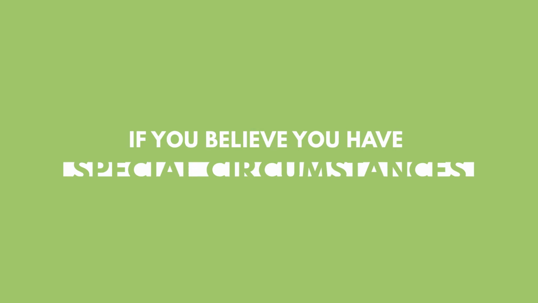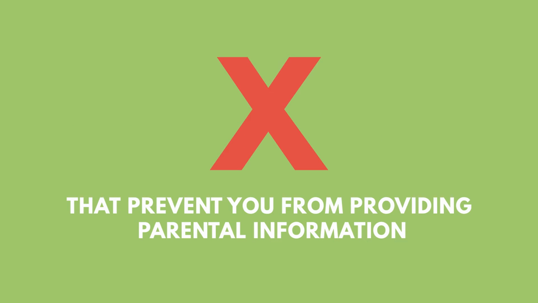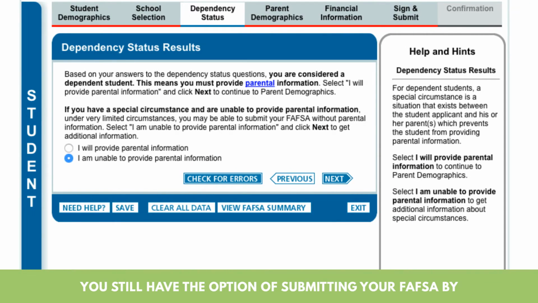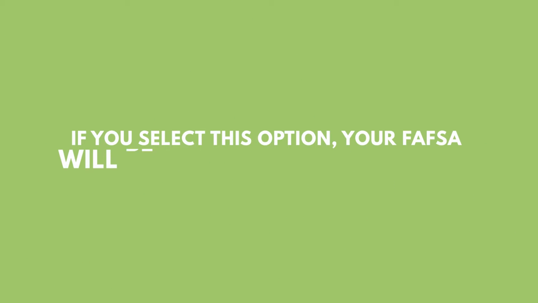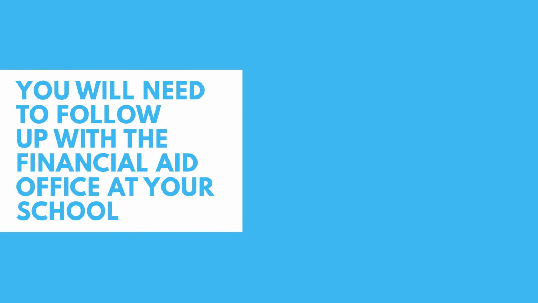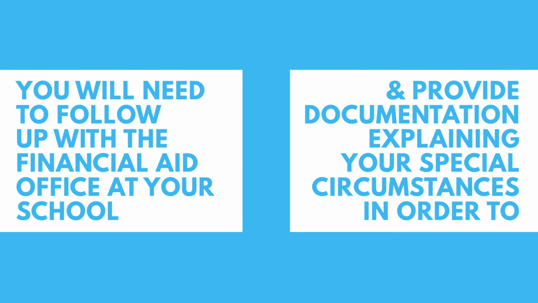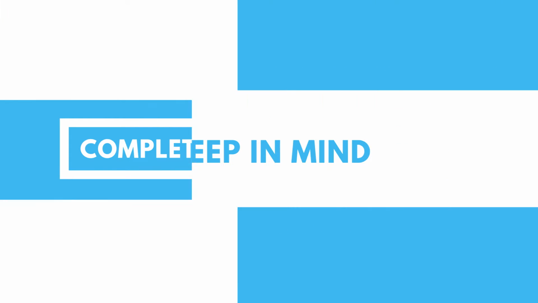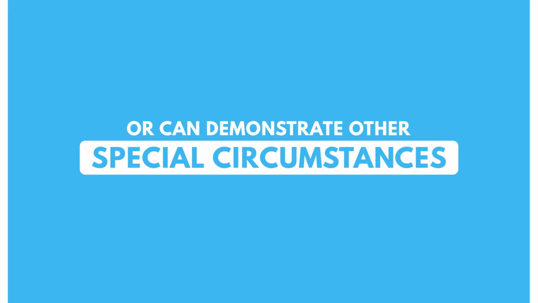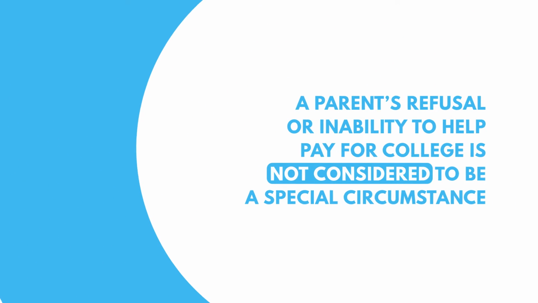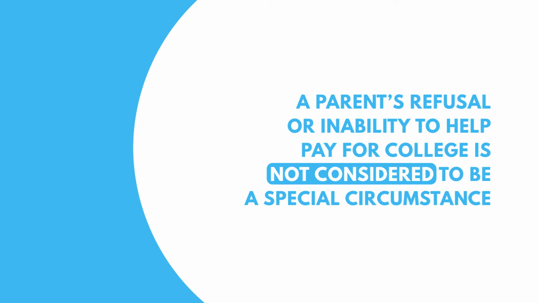However, if you believe you have special circumstances that prevent you from providing parental information, you still have the option of submitting your FAFSA by selecting I am unable to provide parental information. If you select this option, your FAFSA will be considered incomplete. You will need to follow up with the financial aid office at your school and provide documentation explaining your special circumstances in order to complete your application. Keep in mind, unless a student can answer yes to one of the dependency questions or can demonstrate other special circumstances, a parent's refusal or inability to help pay for college is not considered to be a special circumstance.